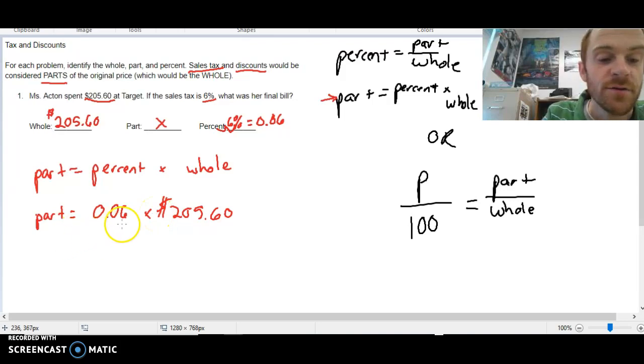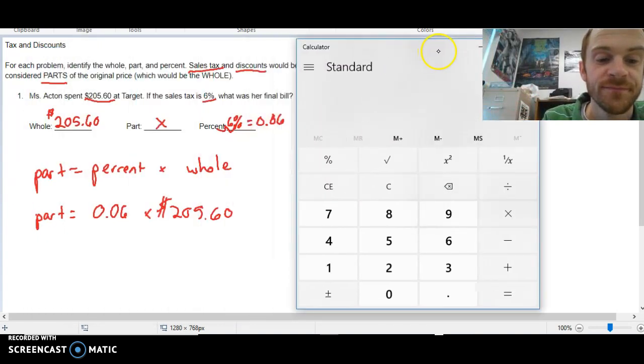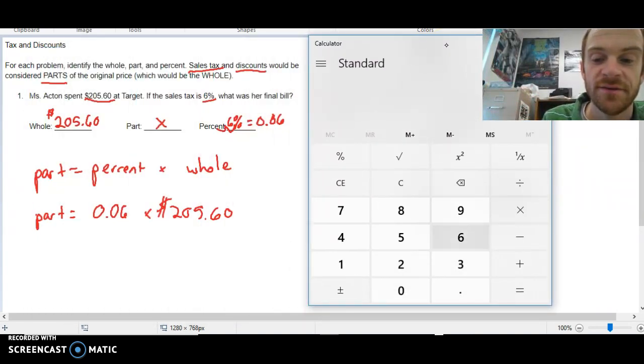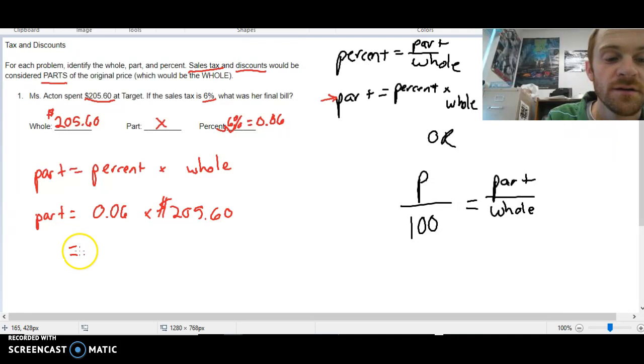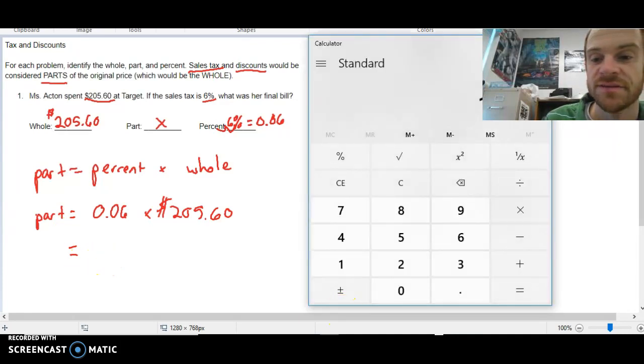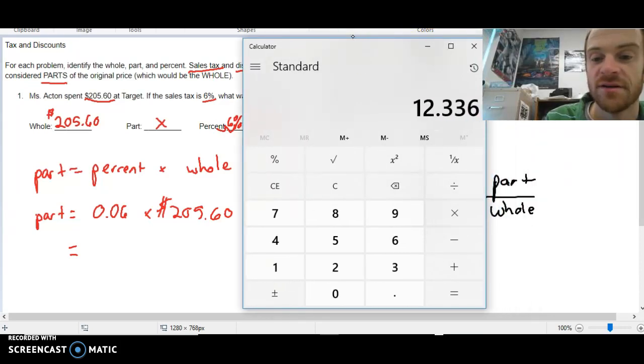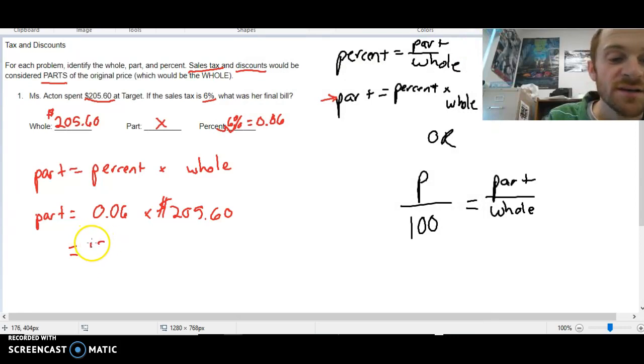Okay. So now I just use my mathematical powers, or a calculator, and do that math. What's 0.06 times 205.6? $12, and since we're dealing with money, I'm going to round to the second decimal place. So we're going to round that to $12.34. So that means that there's $12.34 of tax. So that's the part that I was looking for.